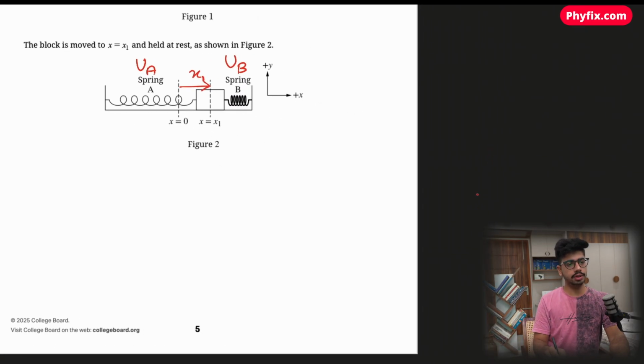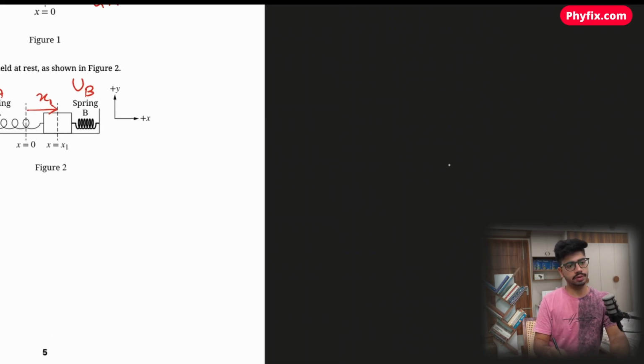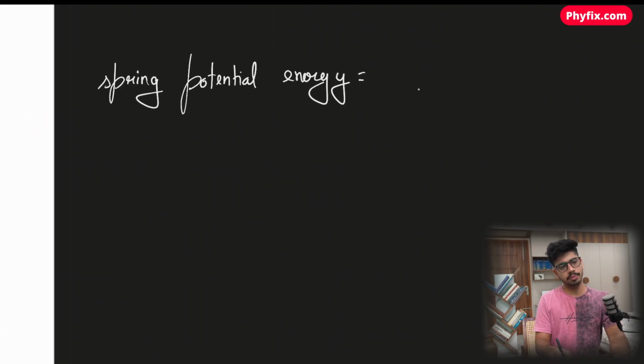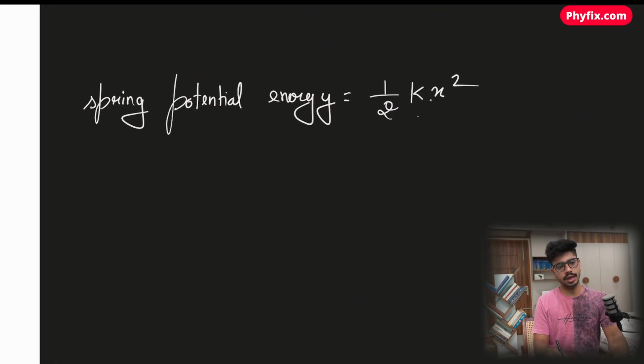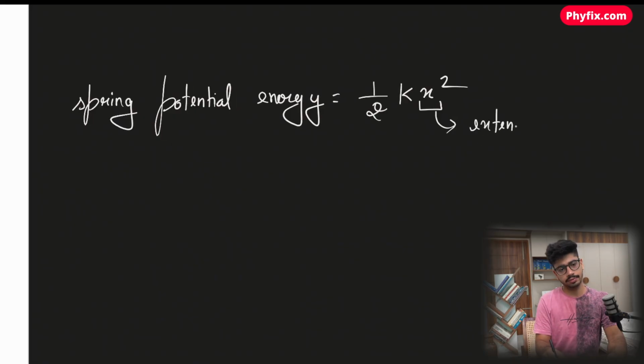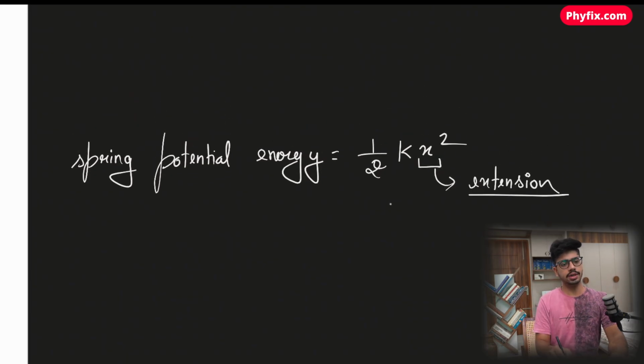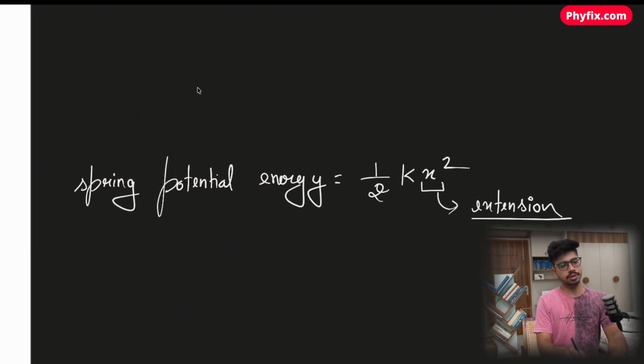So what is the potential energy? The spring potential energy formula is half k x squared, where k is the spring constant. Keep in mind that x is only the stretched length or the compressed length, that is, the extension in the spring. You can easily derive that. By the way, in the formula booklet, it is already given, but if you want to derive it, you can do it easily.